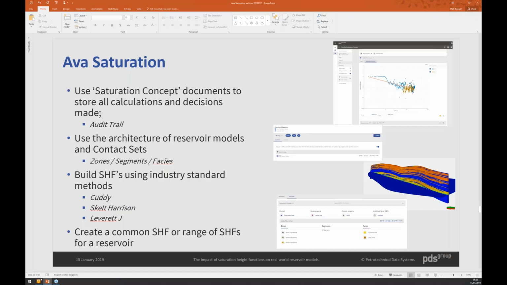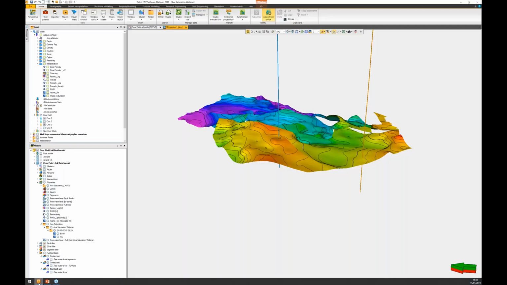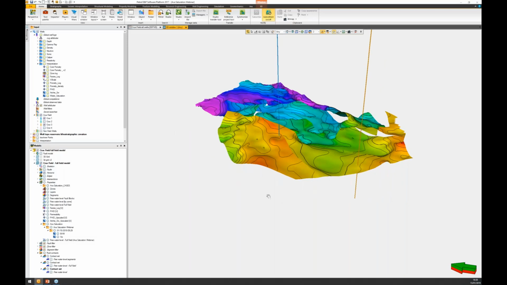Okay, so that's enough of PowerPoint for now. So let's jump into Petrel. Standard Petrel 3D window that I'm sure we've all seen at some point in our lives. On the left-hand side, we've got a few grids that I've made of the Crux field. This is actually for the full field model and not the sector model that I had in the case studies. We can pick up all the different grids within the saturation application, and we identify all the contact sets that we have there as well.